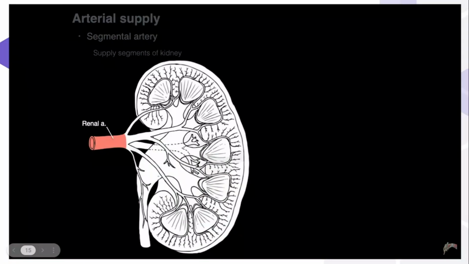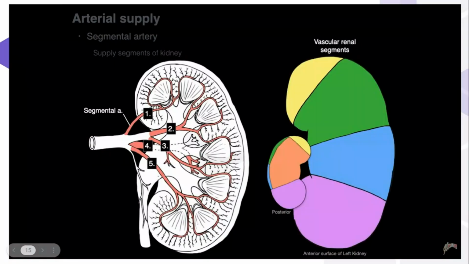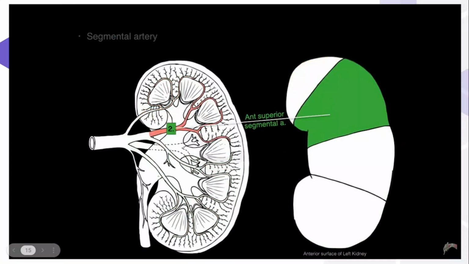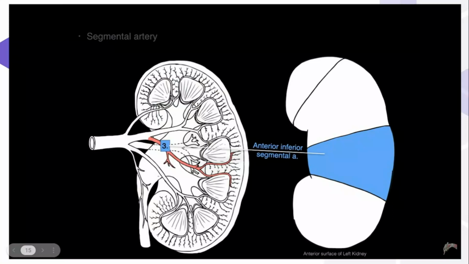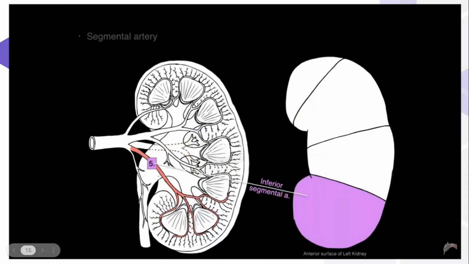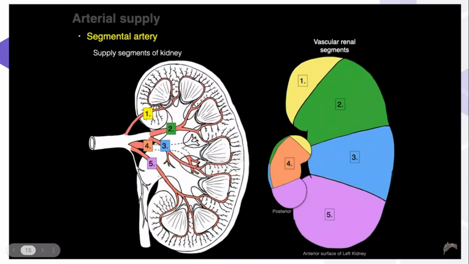Now it comes into the segmental arteries. This is the structure of the kidney, and the renal artery gets converted into segmental arteries. It gets converted into five parts. First is the superior, which means apical, then the anterior superior segmental, anterior inferior segmental artery, and posterior segmental artery. You can see the inferior segmental artery. You can easily see the five segments of the kidney that it supplies.